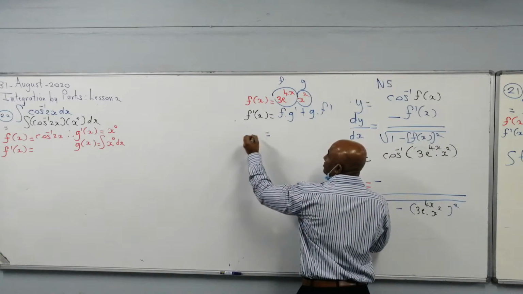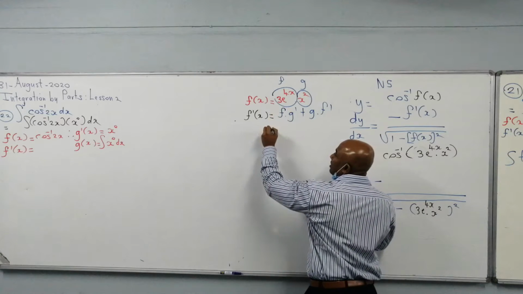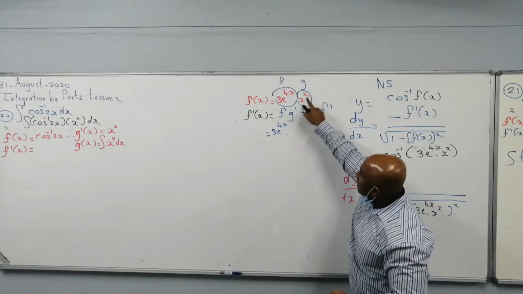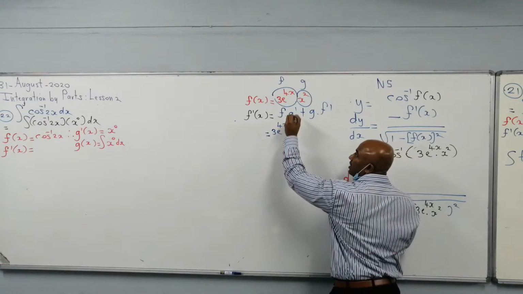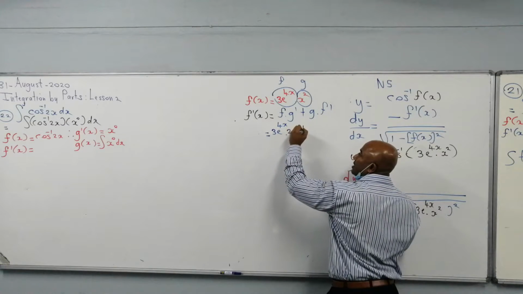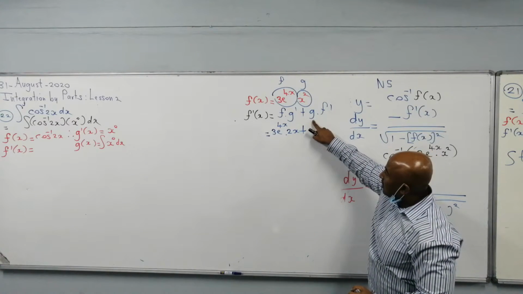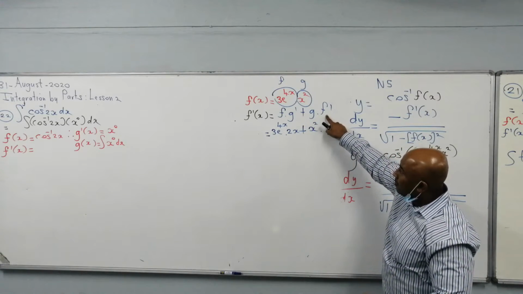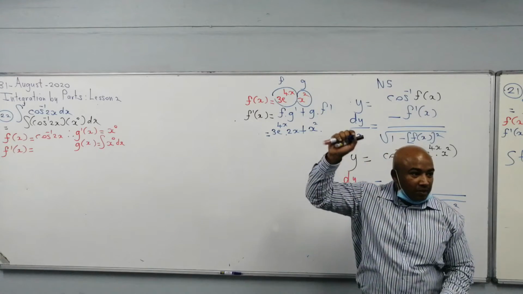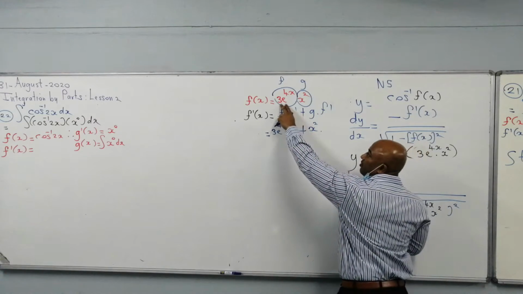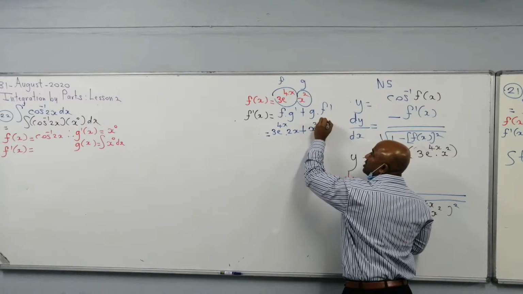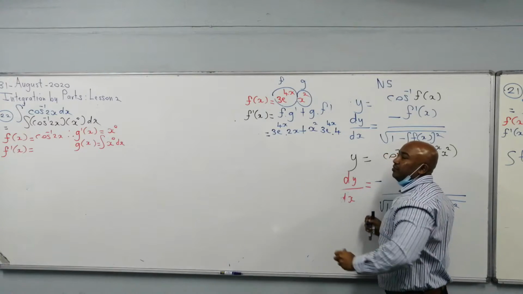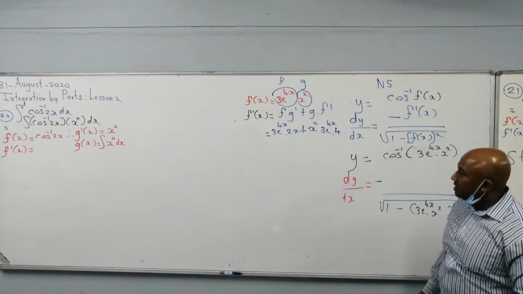So now, f is 3e to the power 4x times g prime. G is x squared. So g prime, the derivative of x squared, is 2x, plus g, which is x squared, times f prime. So I need to differentiate 3e to the power 4x. The derivative of 3e to the power 4x is 3e to the power 4x times the derivative of 4x, which is 4. That's the product rule done.